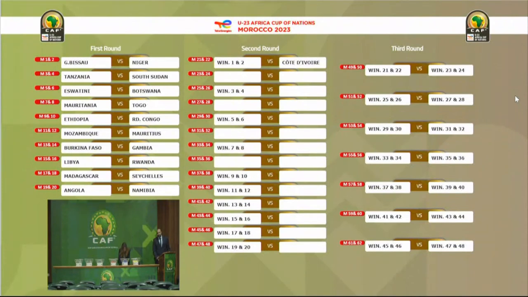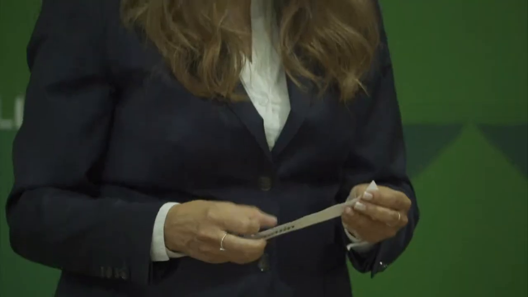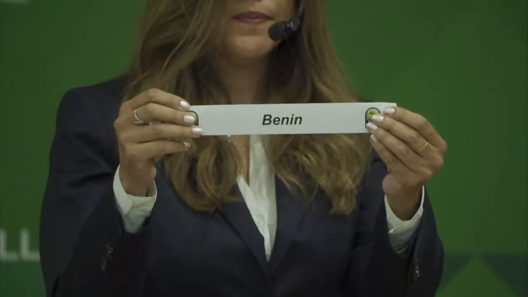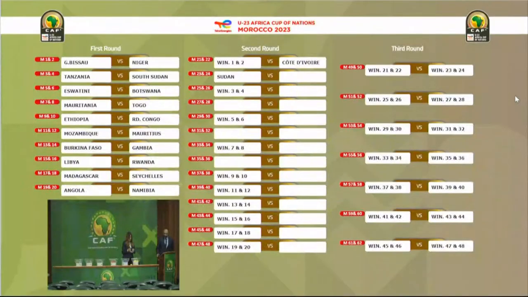Sudan will play the first match at home. We are following the same system, so the team drawn first plays the first match at home. Sudan will play against Benin. So Sudan against Benin, and the winner of Sudan-Benin will play against the winner of match one and two versus Côte d'Ivoire in the following round.